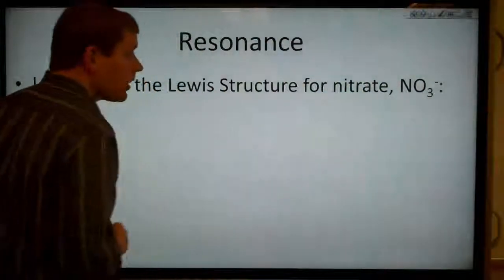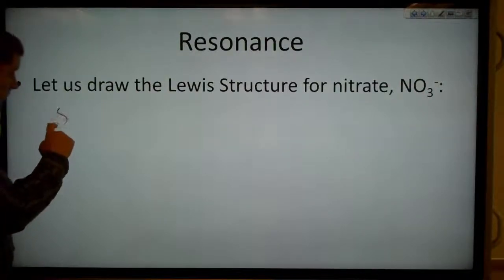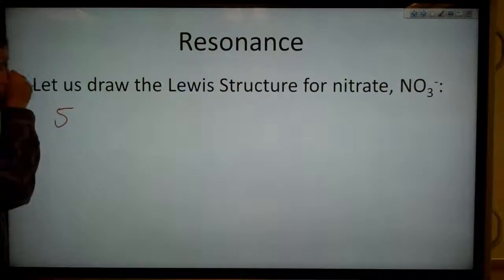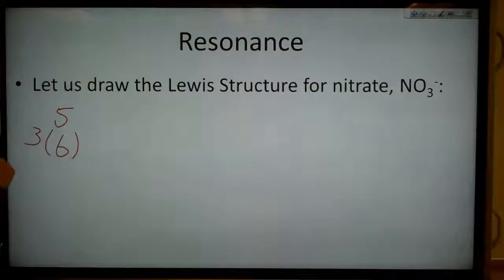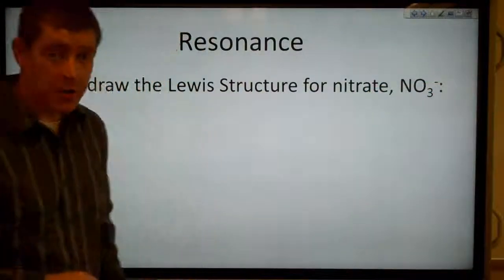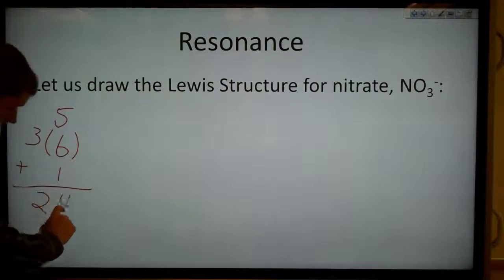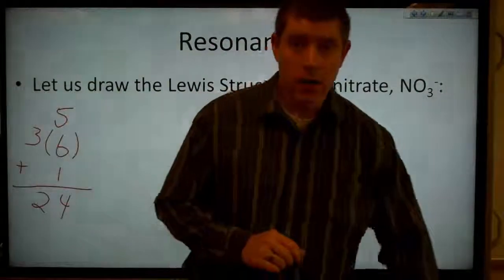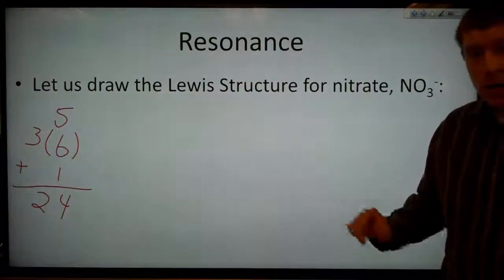Again, each nitrogen atom starts with 5 valence electrons. So we start with 5. Each oxygen starts with 6, so we have 6 times 3. And we've added one more with this negative charge on the nitrate, so we need to add 1. Overall we have 24. So we need to get 24 valence electrons in here in our nitrate.